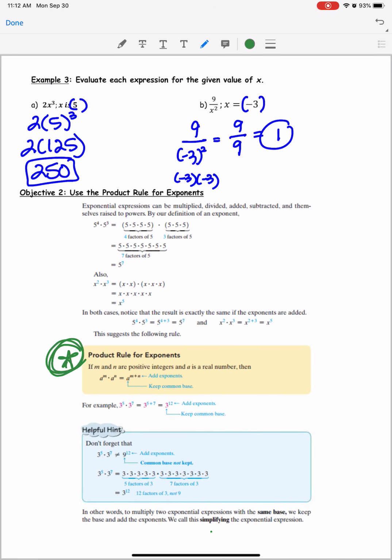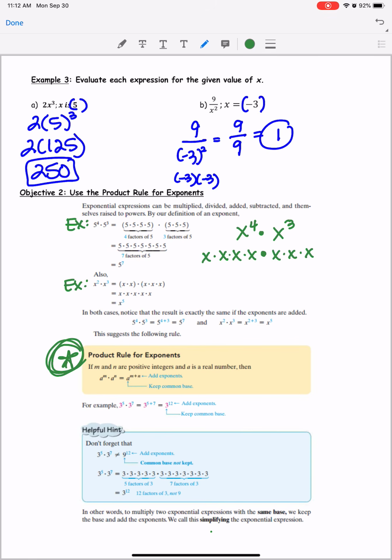Your first one here is your product rule. And so you have an example right here, and you have another example right here. I'm going to make my own example so we can go through this and explain it. If I have something like x to the 4th times x cubed, well, x to the 4th just means I have 4 x's. So that's x times x times x times x. And we're going to multiply that by x cubed, which means I have 3 x's. So x times x times x.